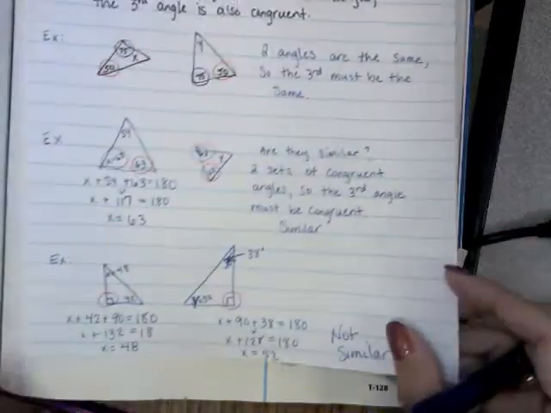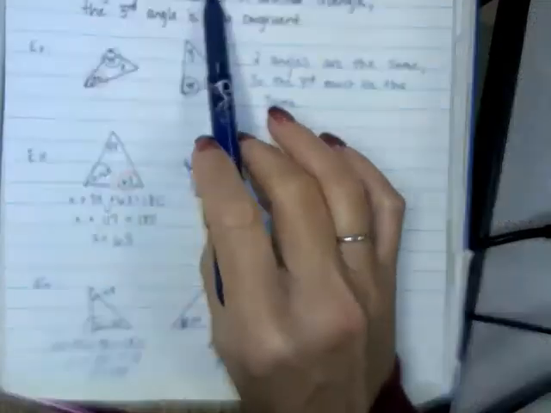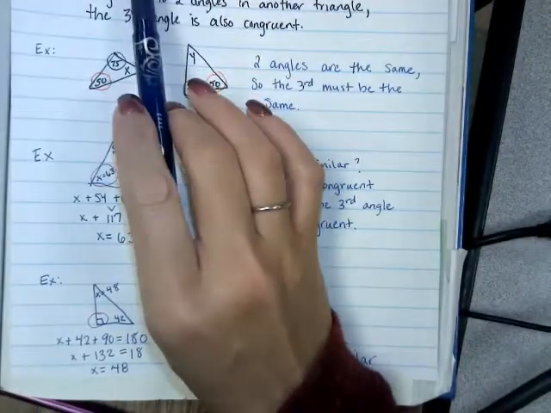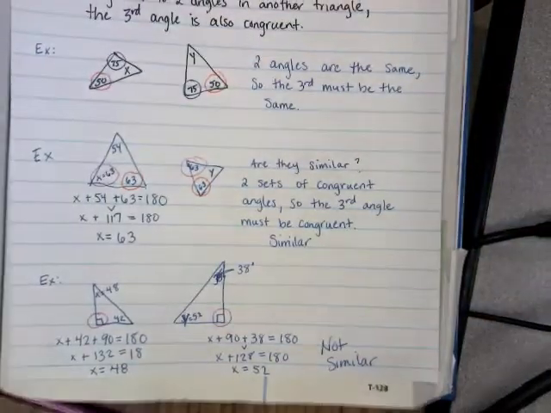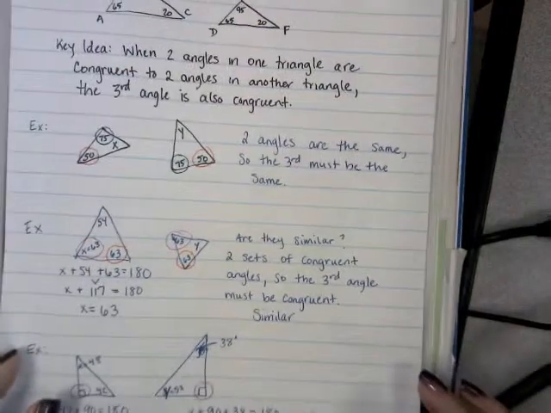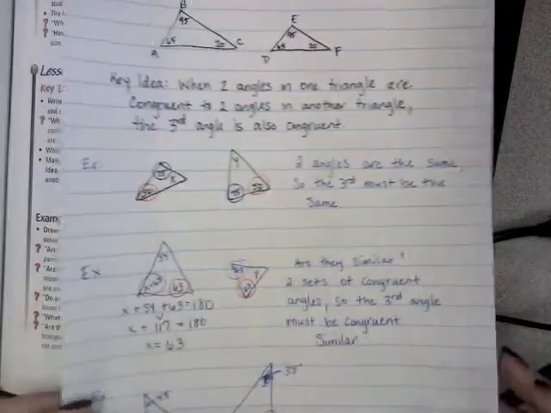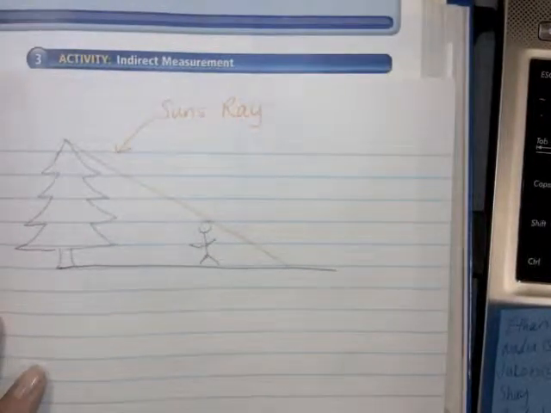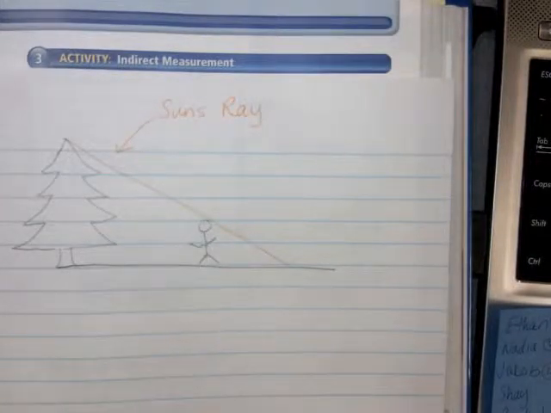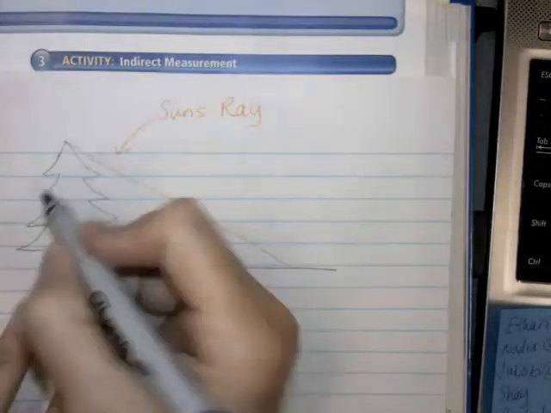All right, so when two angles in one triangle match two angles in a second triangle, the third angle must also be the same. That's what we know about similar triangles. Now, indirect measurement is finding a missing measurement based on information that you know and not measuring it directly, but indirectly. So something like the height of a tree.